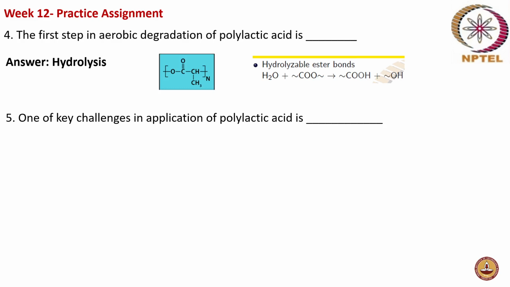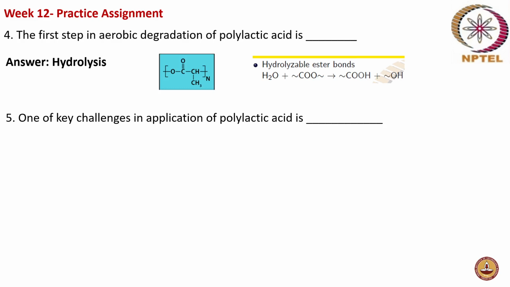Okay, next one. One of the key challenges in application of polylactic acid is... There were challenges that were discussed for each of these biodegradable polymers, right? Yes, the control of morphology. So the morphology, like glassy or semicrystalline, it's very difficult to control. Why is it so difficult to control? What aspect of the polylactic acid leads to that, whether it is glassy or whether it is semicrystalline?